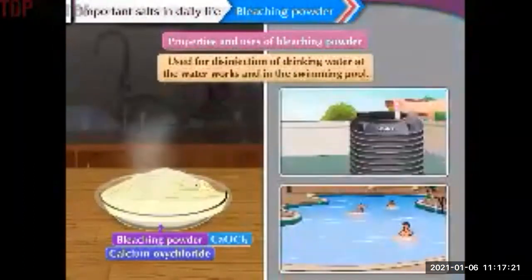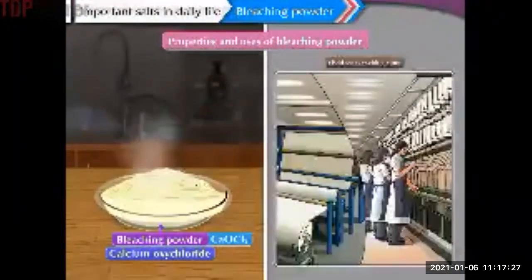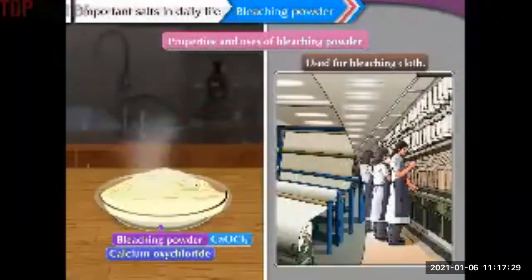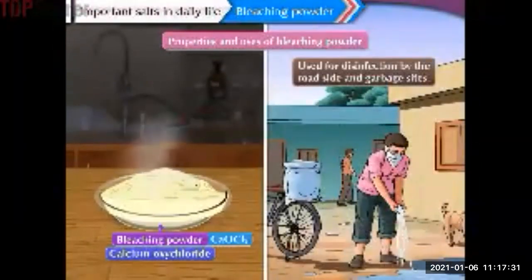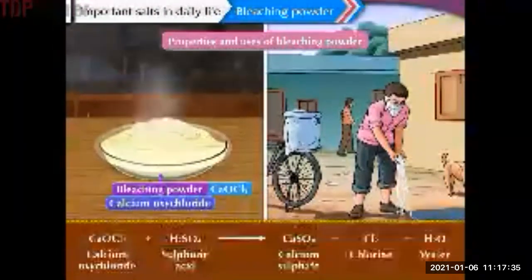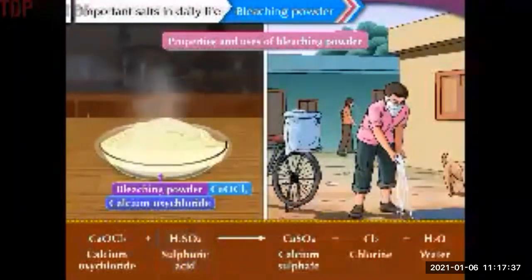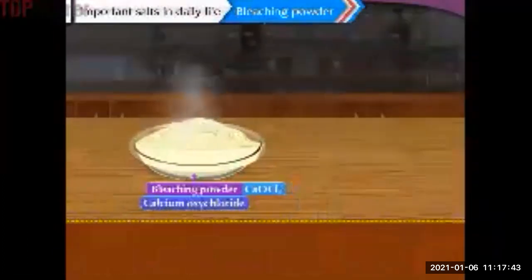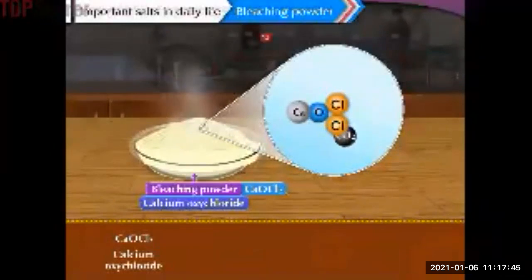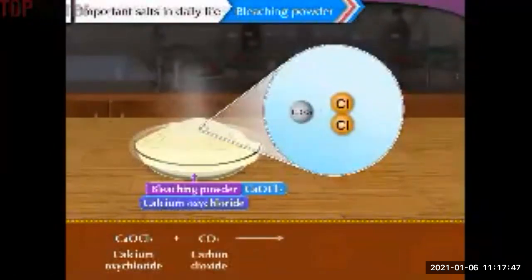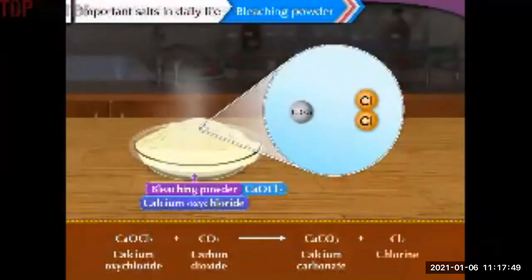It is used for disinfection of drinking water at the waterworks and the water in the swimming pool. It is used for bleaching cloth. It is used for disinfection by the roadside and garbage sites. Reaction of dilute sulfuric acid and dilute hydrochloric acid with bleaching powder releases chlorine gas completely. Calcium oxychloride reacts slowly with carbon dioxide to form calcium carbonate and chlorine.